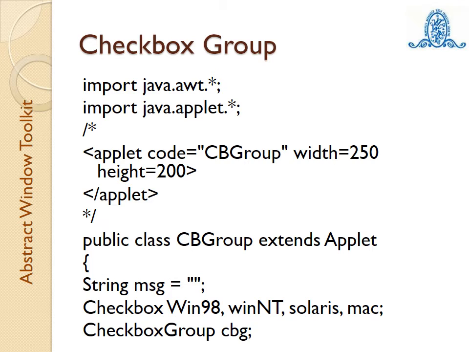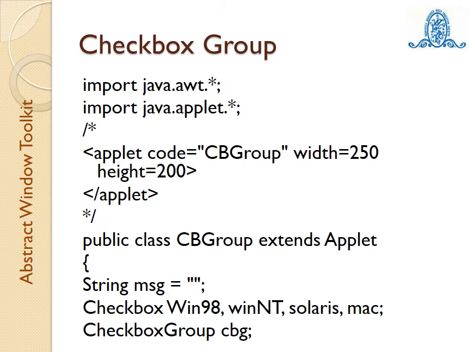When we create a radio button, we can select only one button at a time. For creating a radio button, we are using this checkbox group class. So in the code, we have to make a little bit of changes, that is, we have to create a group of these checkboxes using the checkbox group class, and then the checkboxes are created using the fourth and fifth constructor forms of checkbox.